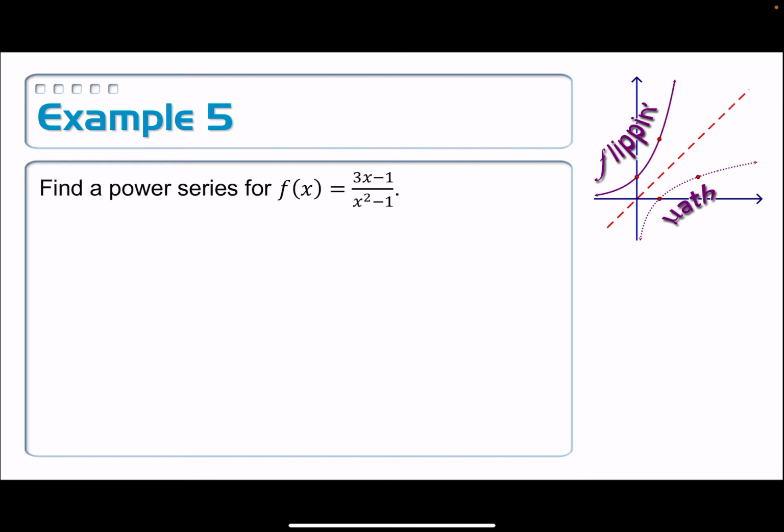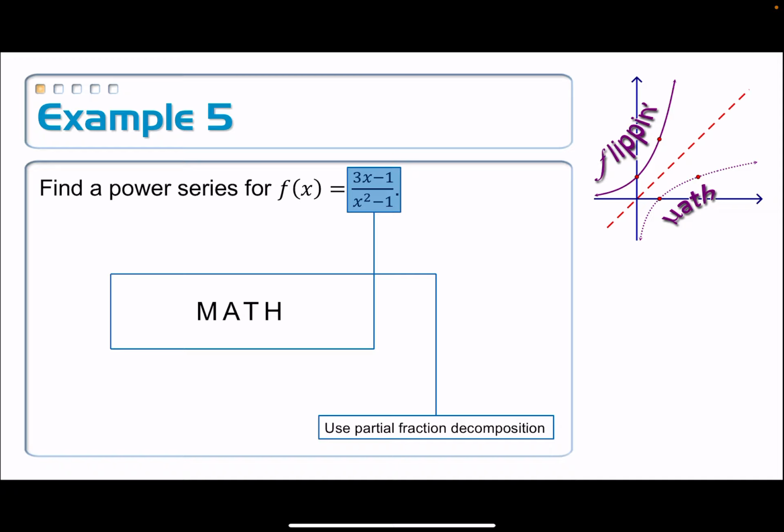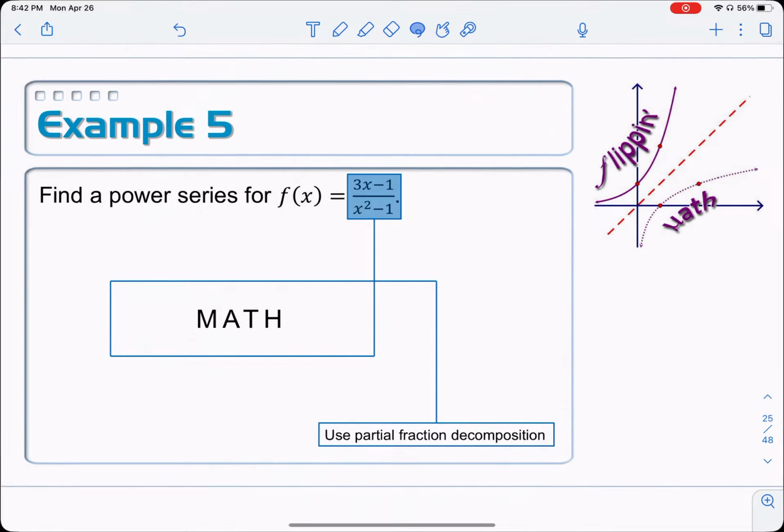Apparently, we're supposed to see the next example. Okay, so example 5. Find a power series for f of x is equal to 3x minus 1 over x squared minus 1. Are you kidding? This doesn't look anything like what we've done before. Not at all. Oh, okay, we got a bit of an animation here. And apparently that math involves some partial fraction decomposition. All right, let's see where it takes us.